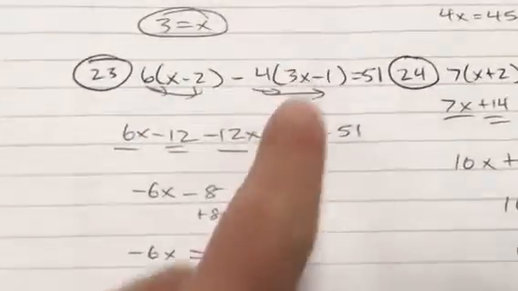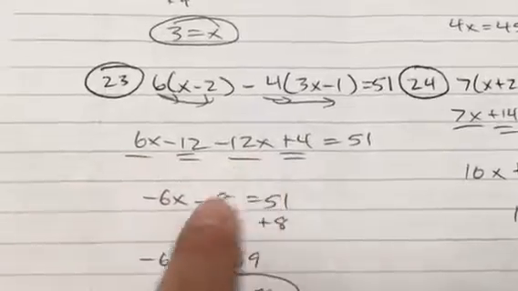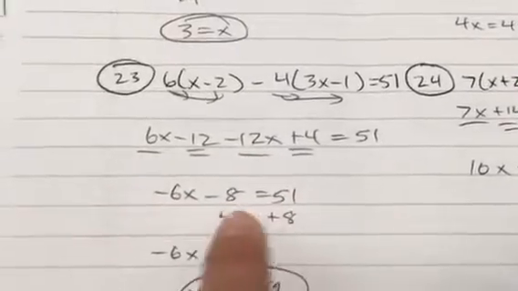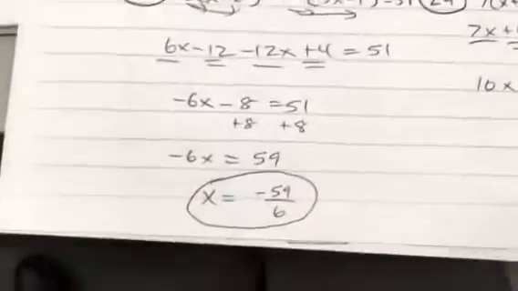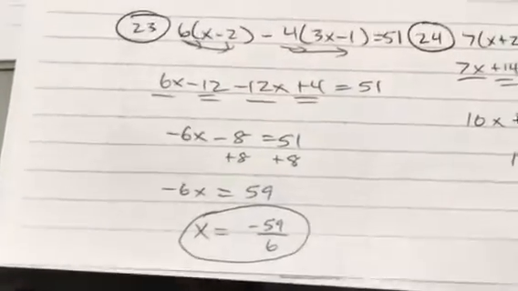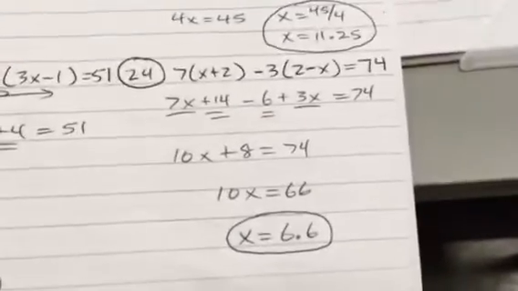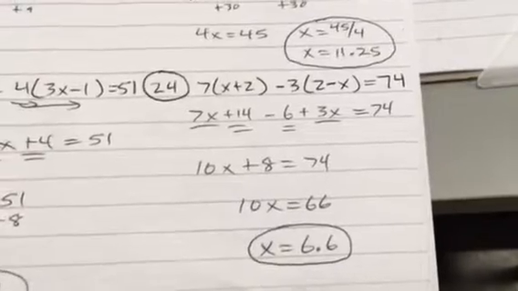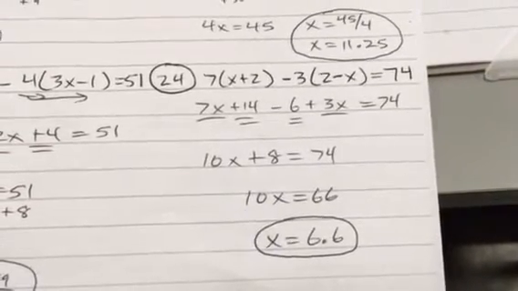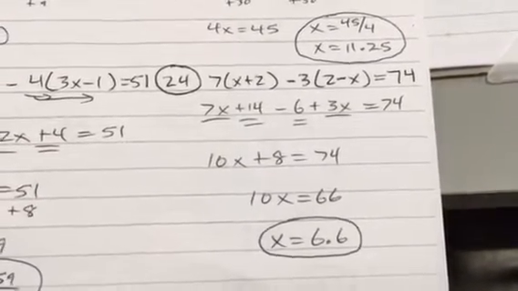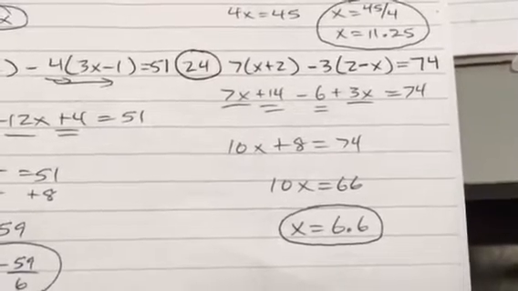All right, a negative times a negative is a positive. 6x minus 12x, negative 6x. Combine like terms. Add that over. You get negative 59 over 6, which is almost negative 10. And finally, number 24 here. We're going to get this right at about 10 minutes, this video. A negative times a negative is a positive. Overall, you're going to get 6.6.